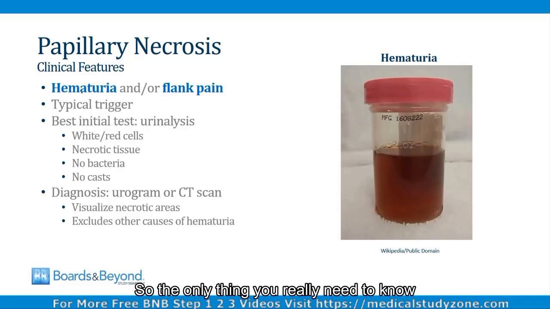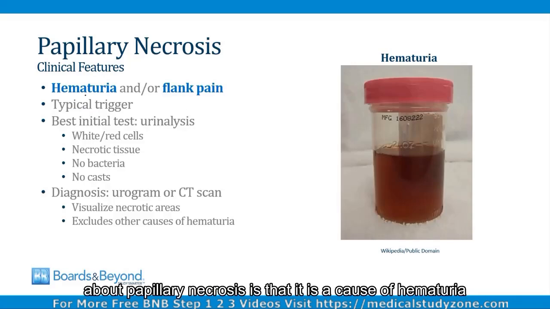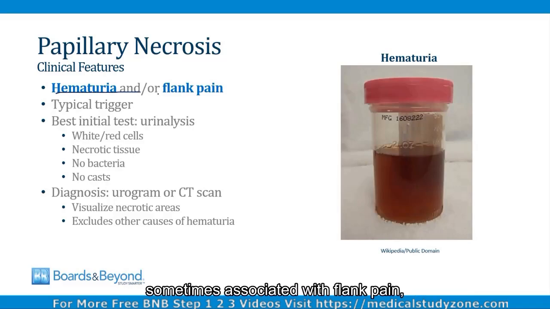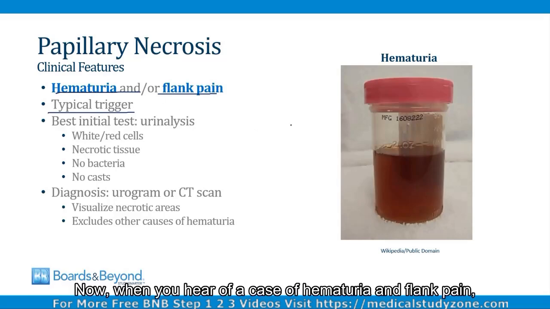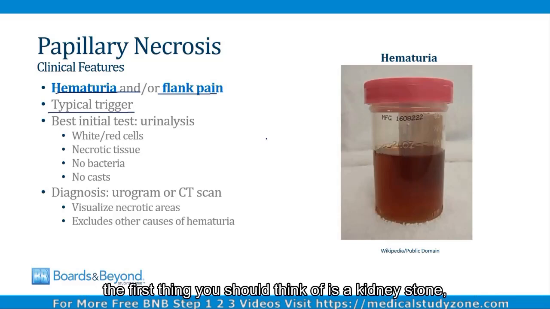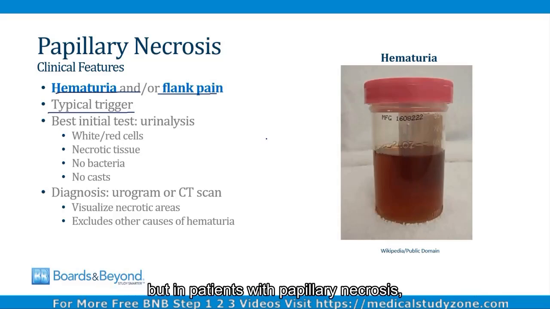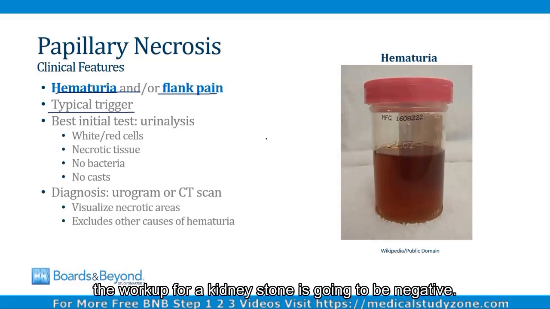So the only thing you really need to know about papillary necrosis is that it is a cause of hematuria, sometimes associated with flank pain, and it's going to occur in a patient with one of the typical triggers we talked about in the last slide. Now, when you hear of a case of hematuria and flank pain, the first thing you should think of is a kidney stone, but in patients with papillary necrosis, the workup for a kidney stone is going to be negative.